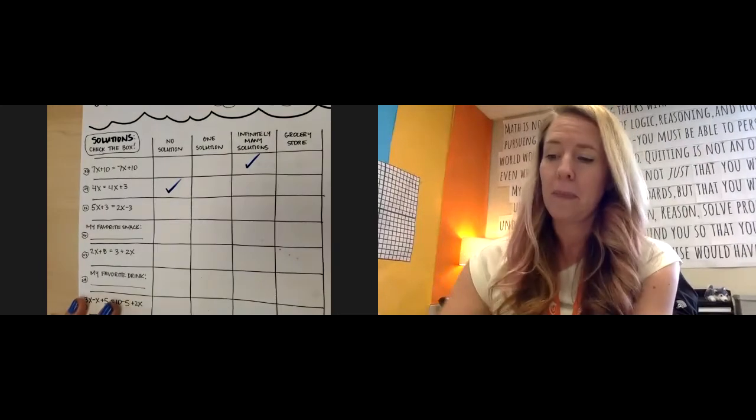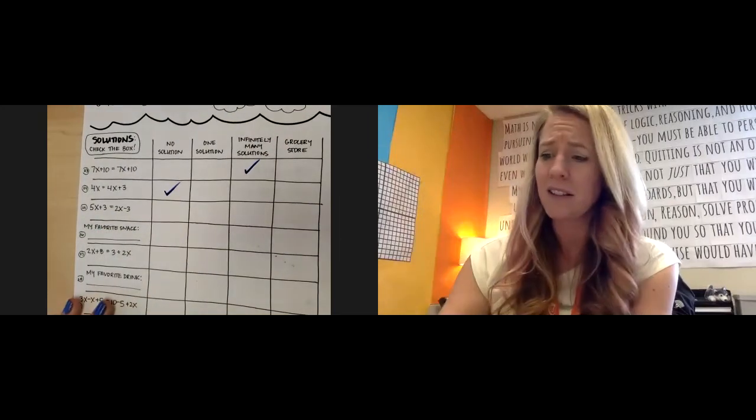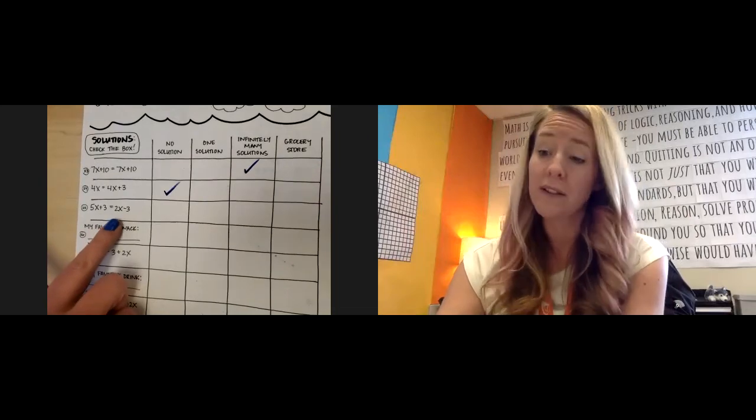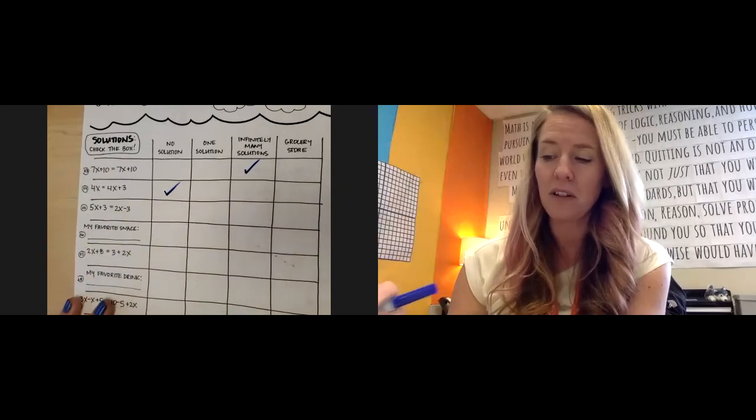If I have different amounts of variables, different amounts of x's, I don't even have to care about the constants. I already know there's just going to be one solution to that system because I'm going to move my x's and get them together on one side and be able to solve.